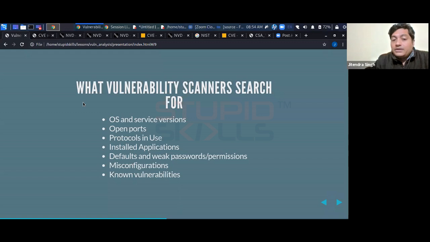Some of them can go one step further to determine whether a particular password is weak or not, or whether a particular permission is a default or not. Then they check if some of the systems being assessed are misconfigured, and if there are known vulnerabilities, with the help of their database or by matching signatures, they can report on them. That is what these scanners search for.